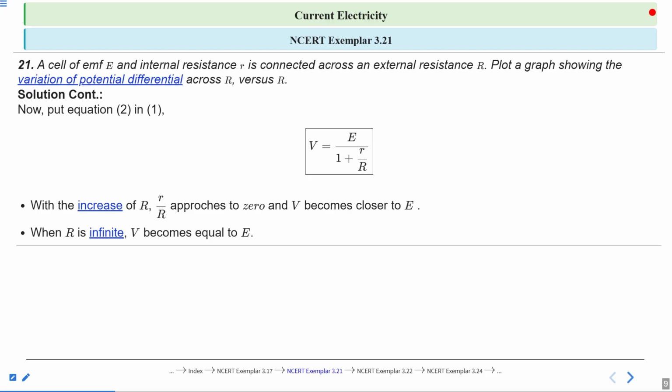For R infinite, when capital R becomes infinite, small r upon capital R becomes 0. At this condition, in the denominator there is 1 and in the numerator there is E, so V will become equal to capital E. Now with these 2 points, we will draw a plot.